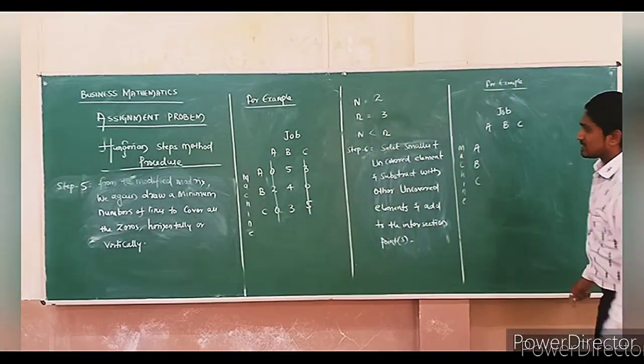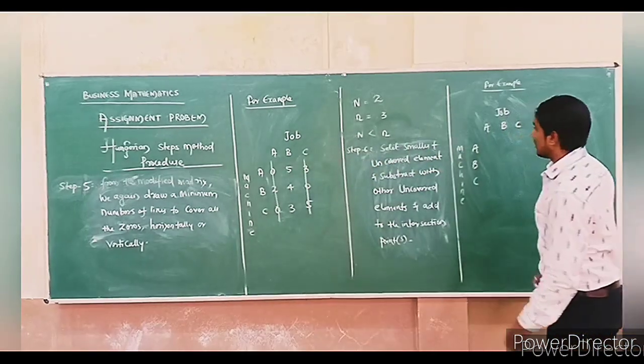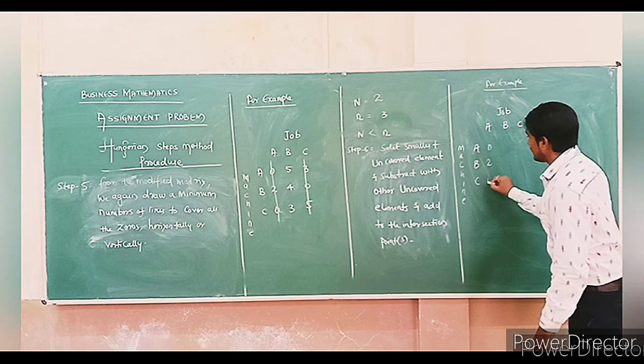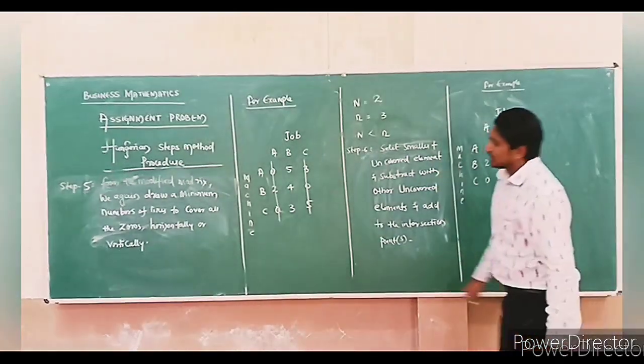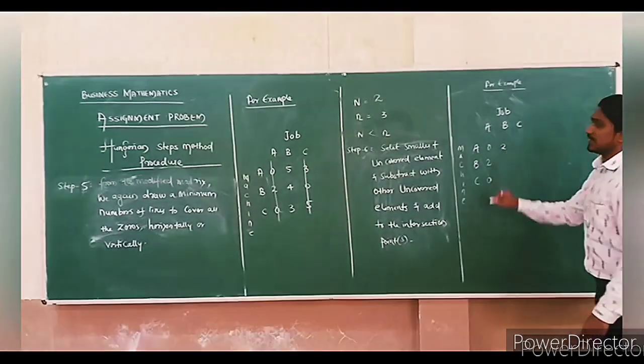See, so the first one is 0. So 0 is line drawn, 2 is line drawn, and 0 is line drawn. Just line drawn we keep as it is. So we paste 0, 2, and 0. Now the 5, the least uncovered element is 3. 5 minus 3 equals 2 here.